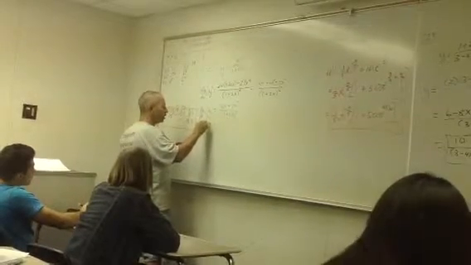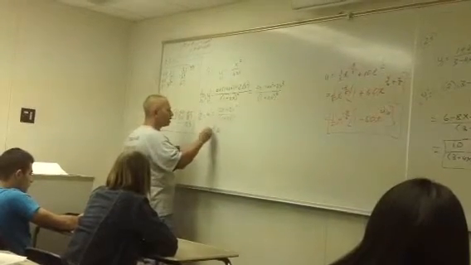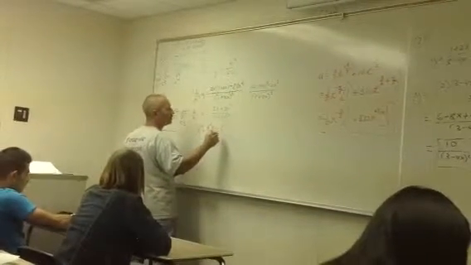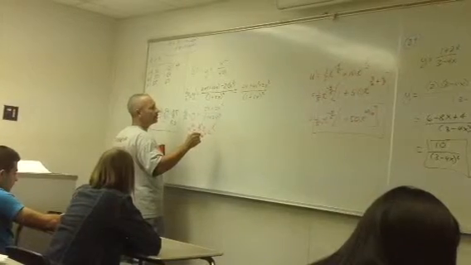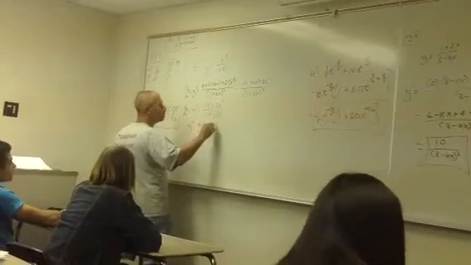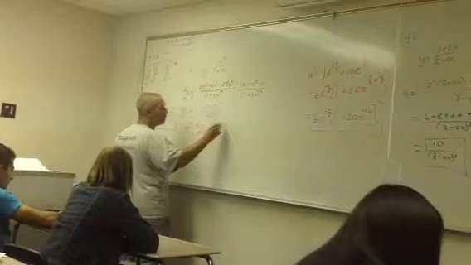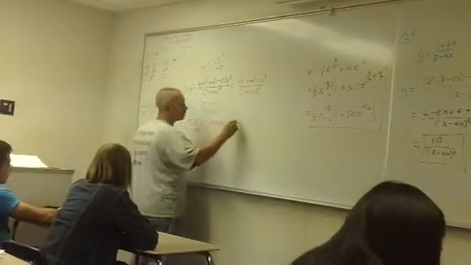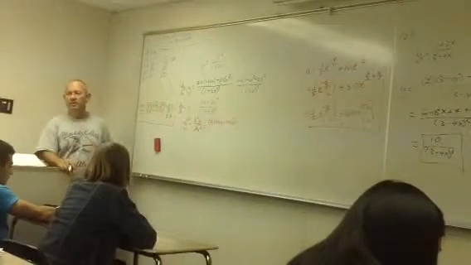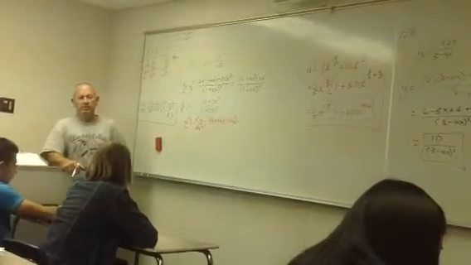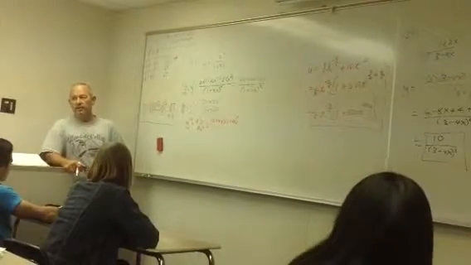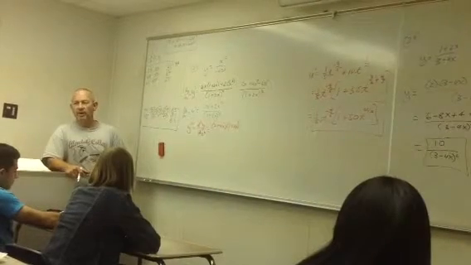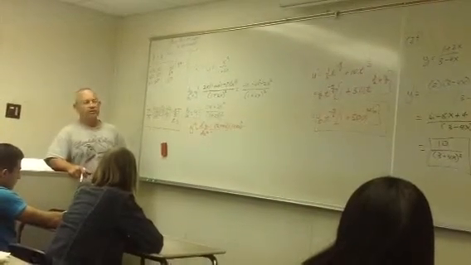So y double prime, or d squared y over dx squared, is derivative of the top, 4x, times the bottom. 2 plus 4x times the bottom, 1 plus 2x quantity squared, minus the derivative of the bottom. We can't do the derivative of the bottom. Why not? Don't know the chain rule yet.